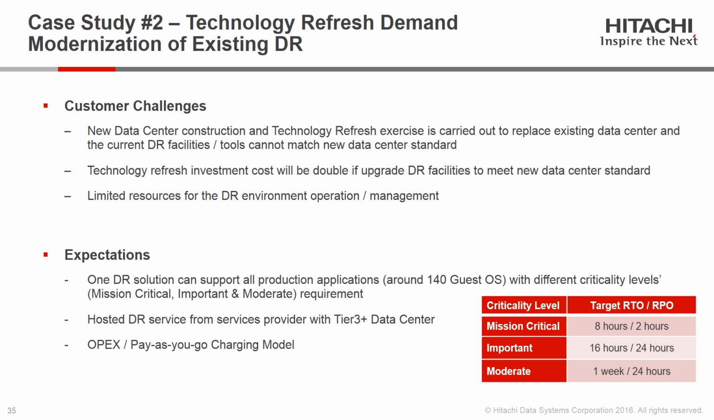With these challenges in mind, the company is looking for a single DR solution that can support all production applications of about 140 guest OS with different critical levels. These levels are categorized into 3: mission critical, important, and moderate, each level having its own target RPO and RTO. The new data center has been upgraded, therefore they expect the hosted DR service to be a Tier 3+ data center to ensure a match in capabilities. To reduce operating and capital costs, the hosted DR service should be based on a consumption or pay-as-you-go charging model.